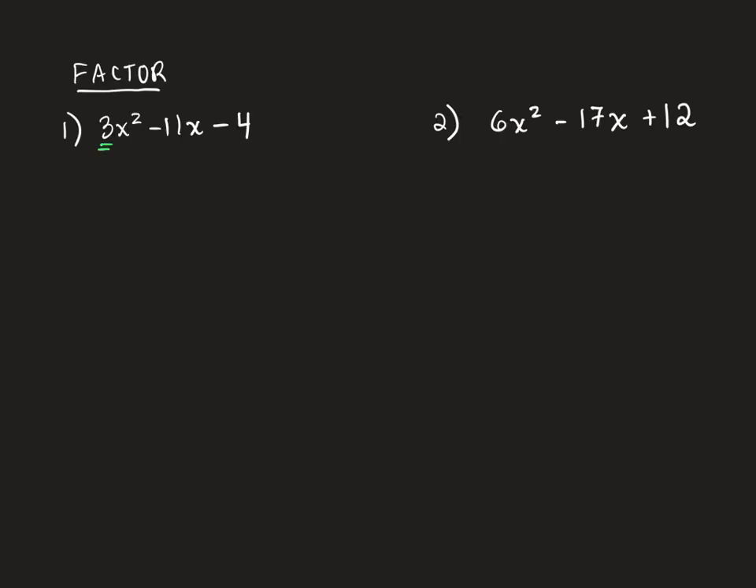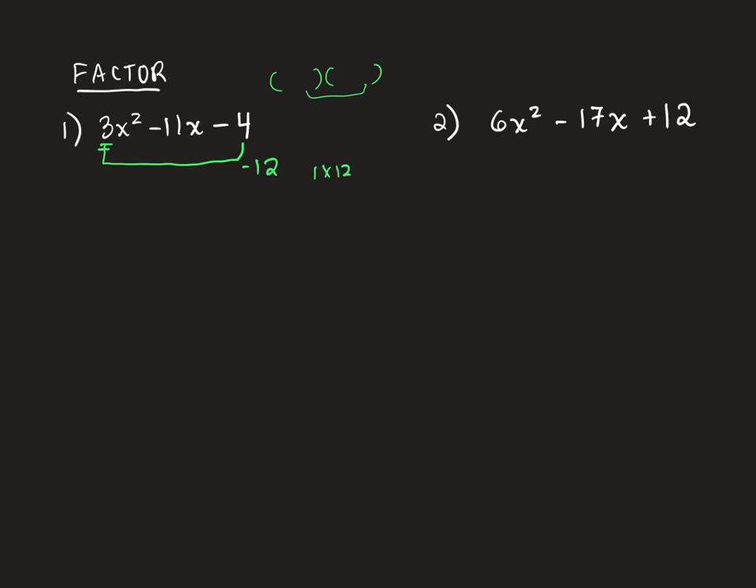So you need to use a different method when there's a number in front of the x squared. When it's just a 1 in front of x squared, you can just do 2 sets of brackets, easy peasy. What multiplies to the last term goes here and should add to the middle term. But when there's a number in front, you start off by going 3 times -4. That's going to be -12. And then that's what we have to multiply to.